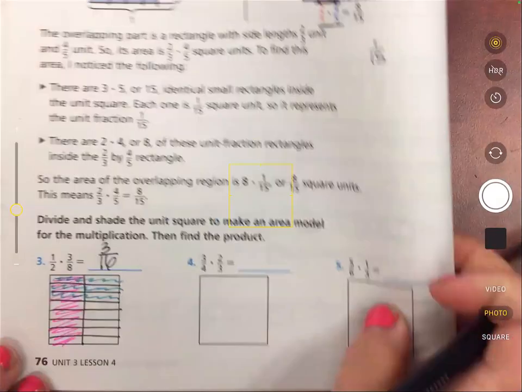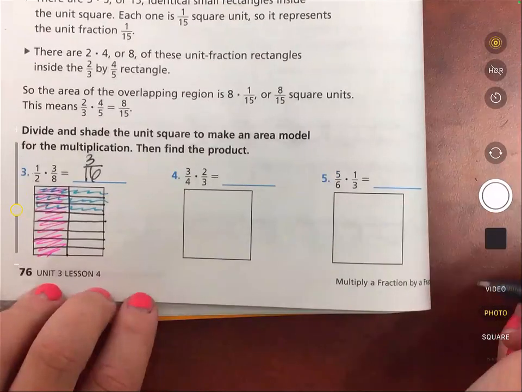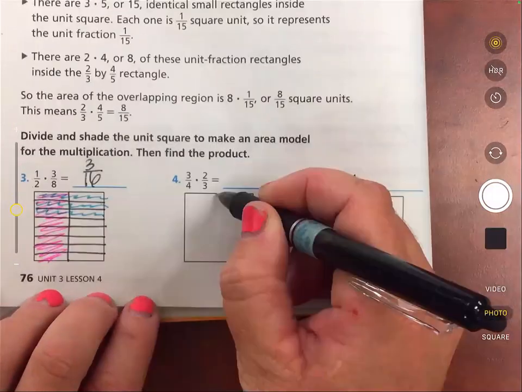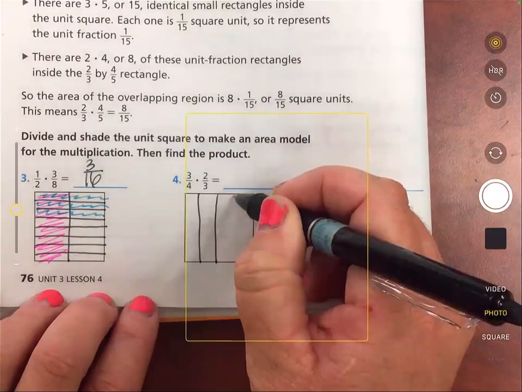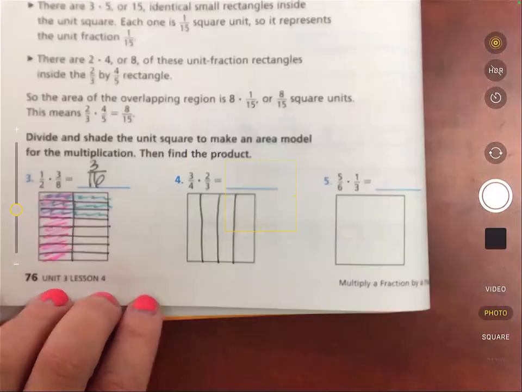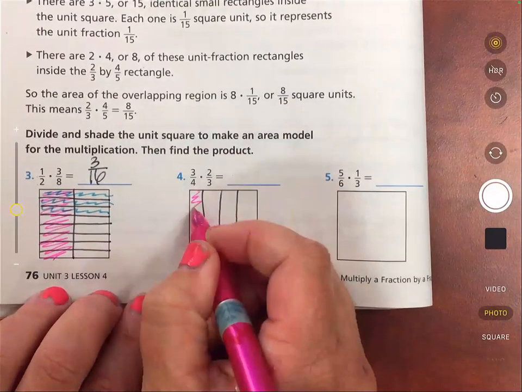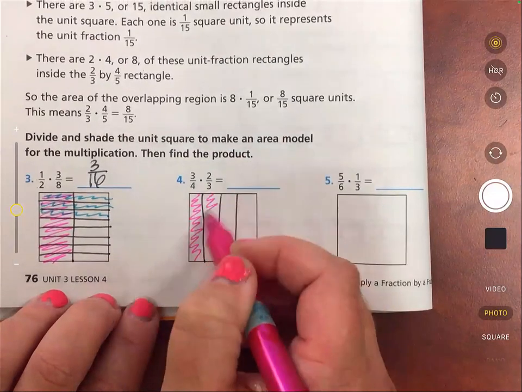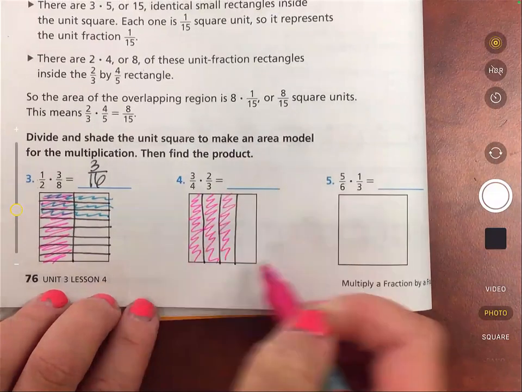Let's look at our next one. And again, if you think you're understanding it, you can go ahead and draw your pictures and then just compare them with mine. My first fraction is 3/4. So the first thing I want to do is vertically divide it into 4 sections. And then how many of those 4 sections am I going to color in? 3. I'm coloring in 3 of them because it's 3/4.